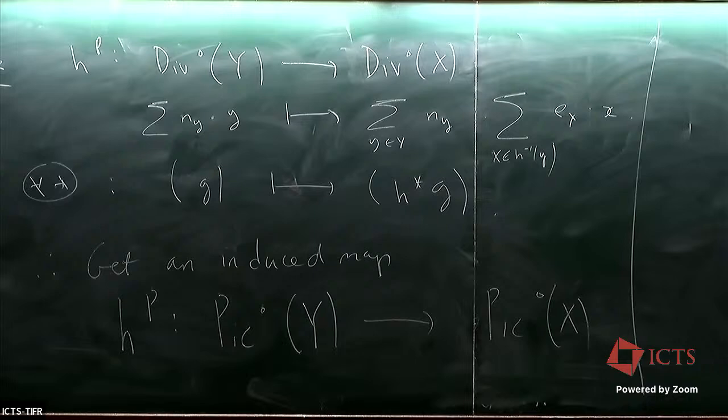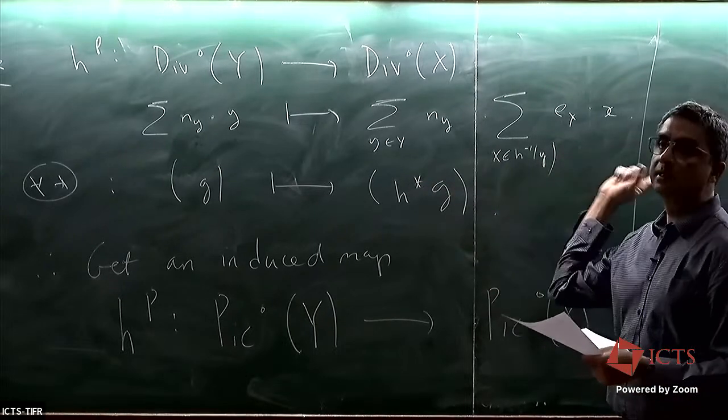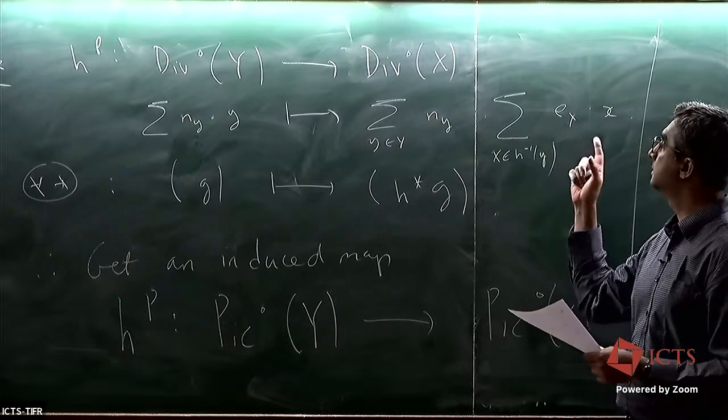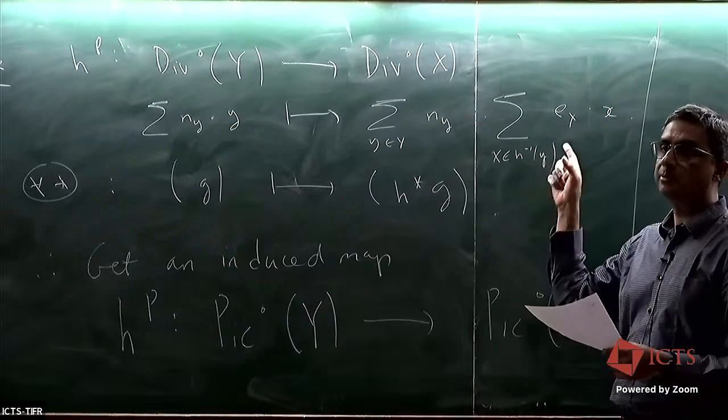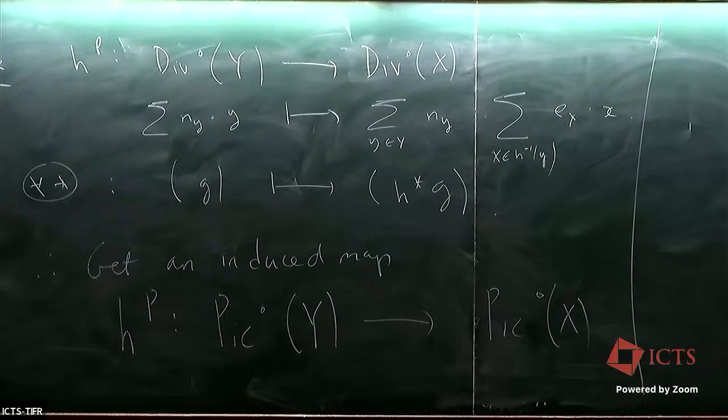It's kind of obvious because summation n_y was 0. Why is this sum 0? You have to check that, but you have to use the fact that summation e_x is equal to d. You add up all the ramification indices, so d will pull out, etc. And just check some small things like that. Other questions?